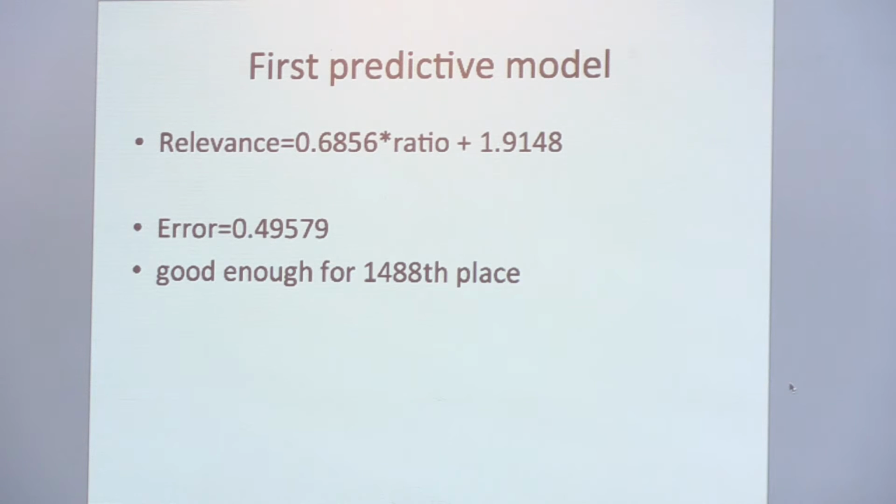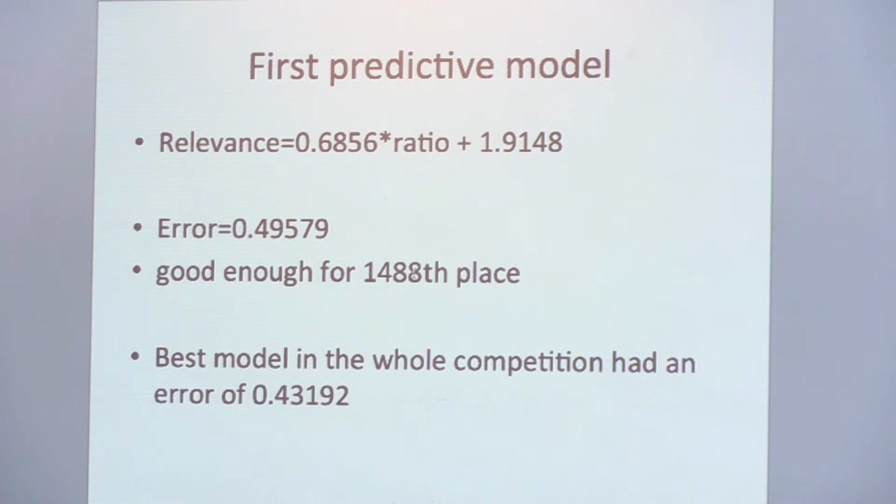So that tells you that if your relevance is somewhere between 1 and 3, your predicted relevance is the relevance plus or minus 0.49. So it's not great. You're not really doing that great of a job at predicting relevance, but it's a very simple model. And we're going up 500 places, so we're not doing too bad.